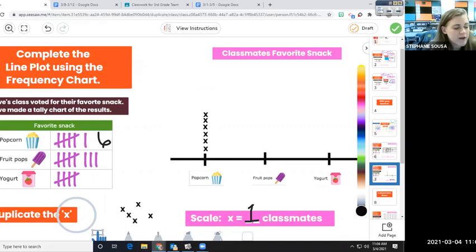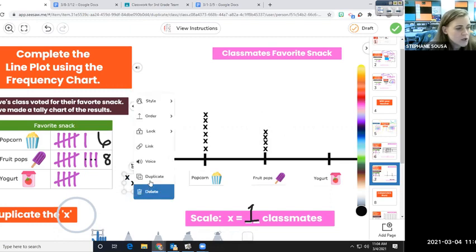Fruit pops, if I use my data over here, I have 5, 6, 7, 8. So I'm going to place 8 X's, again, stacked on top of each other very nicely, so that my reader can understand the data quickly and accurately.